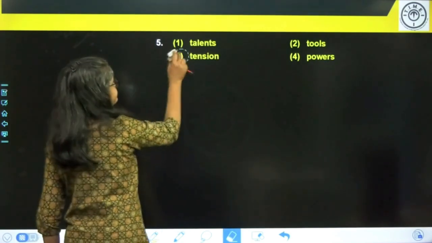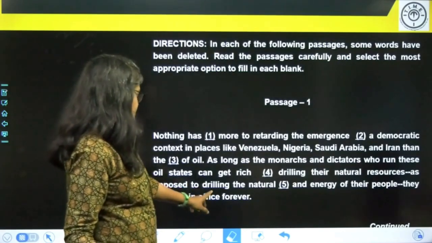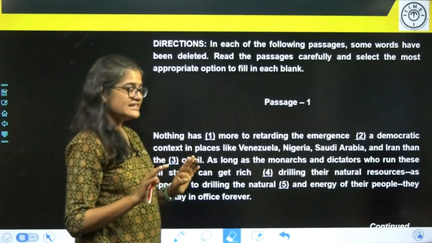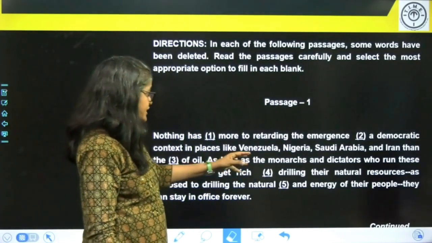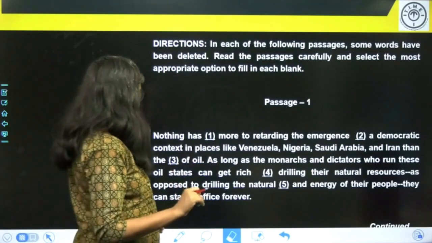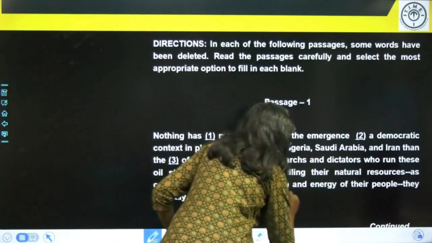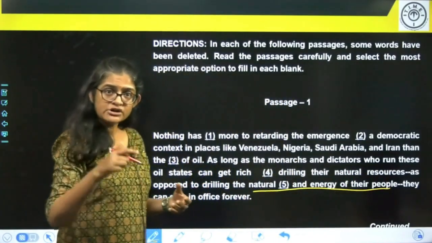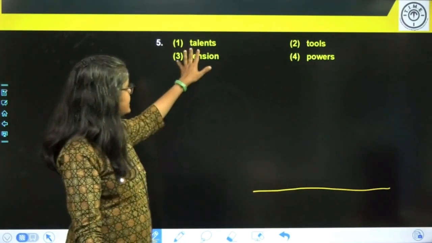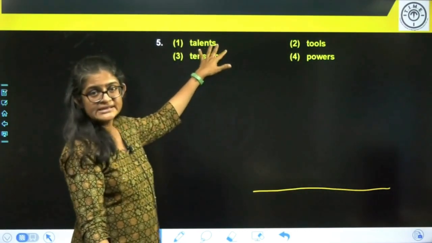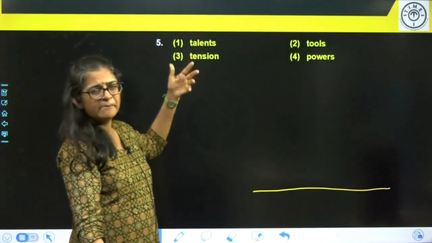Fifth blank. Only this back and forth takes a little time. Okay, so they can get rich by drilling their natural resources as opposed to drilling the natural talents and energy of their people. So here drilling does not mean drilling people. It means exploiting or utilizing the talents and energy of their people, not tools, tension, powers.